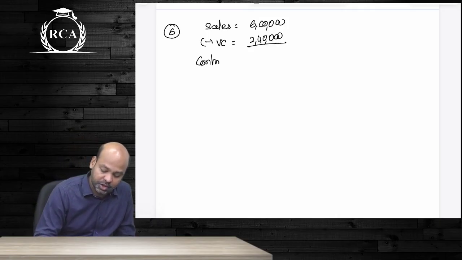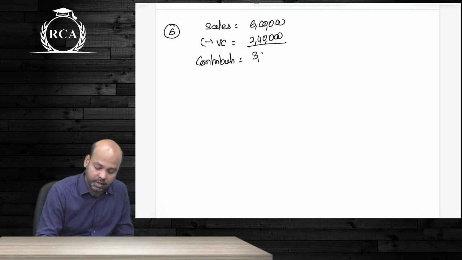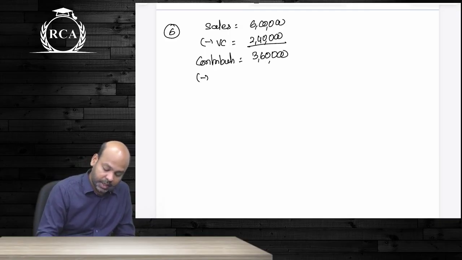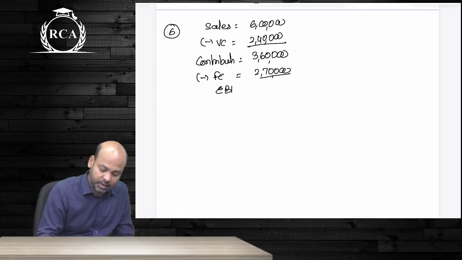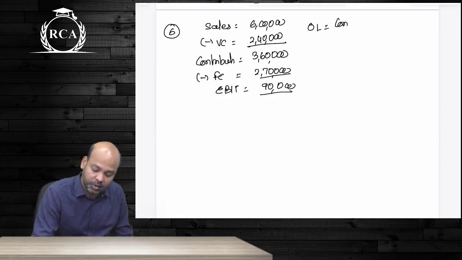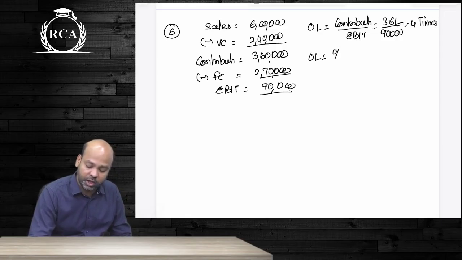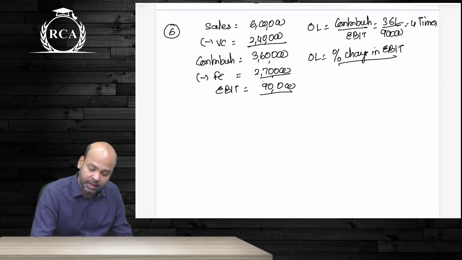So contribution, guys, will be equal to 3,60,000 minus fixed cost beta is 2,70,000. Therefore EBIT beta is 90,000. You first compute operating leverage beta using contribution divided by EBIT, and that beta will become 3,60,000 divided by 90,000. How many times? 4 times. The same operating leverage you're now going to substitute in the other formula, guys, which is percentage change in EBIT divided by percentage change in sales.